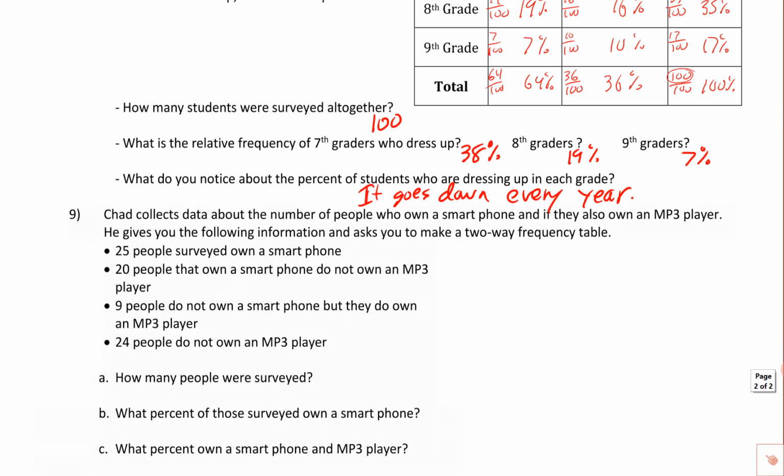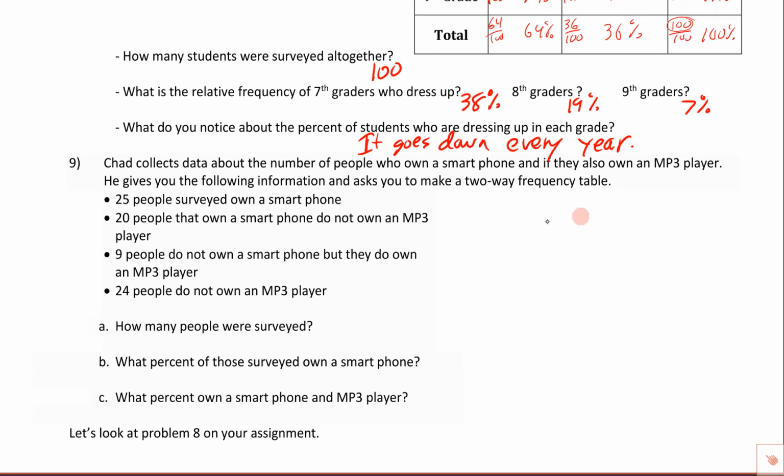Let's take a look at number 9, and this is the one that we're missing the frequency table, so we're going to have to construct one from scratch. It says Chad collects data about a number of people who own a smartphone, and if they also own an MP3 player. He gives you the following information and asks you to make a two-way frequency table.